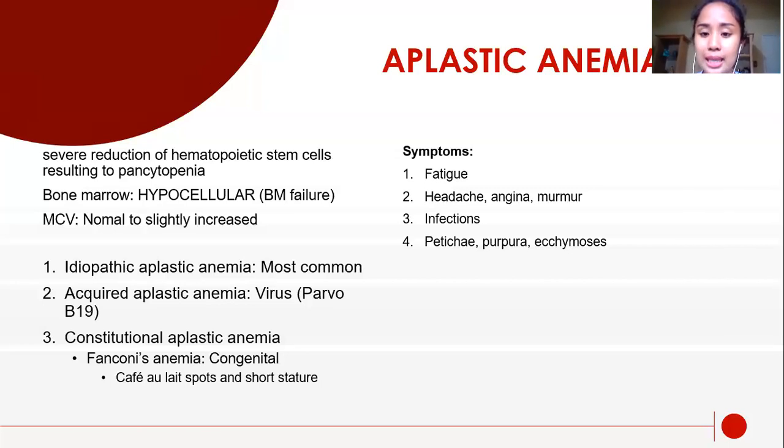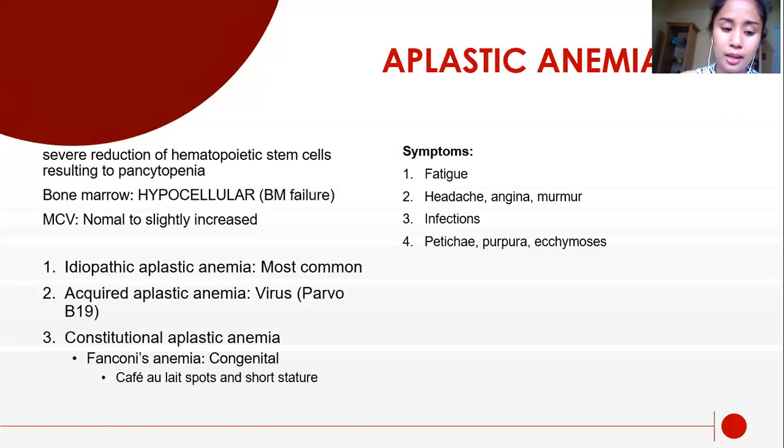And just like any anemia, it has fatigue, headache, angina, murmur, and infections because of pancytopenia, and petechiae, purpura, ecchymosis, and mucosal bleeding due to thrombocytopenia. Again, in aplastic anemia, there is no development or maturation of your hematopoietic stem cells. Basically, there is bone marrow failure.